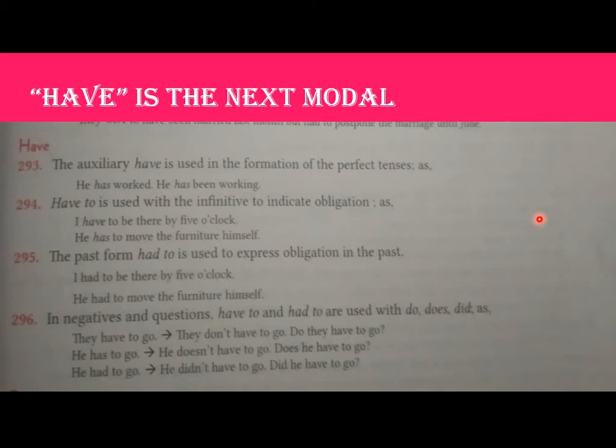Now, have to is used with the infinitive to indicate obligation, as in: I have to be there by 5 o'clock. He has to move the furniture himself. Has to means it has to be done by him, or it has to be done. The work should be done.